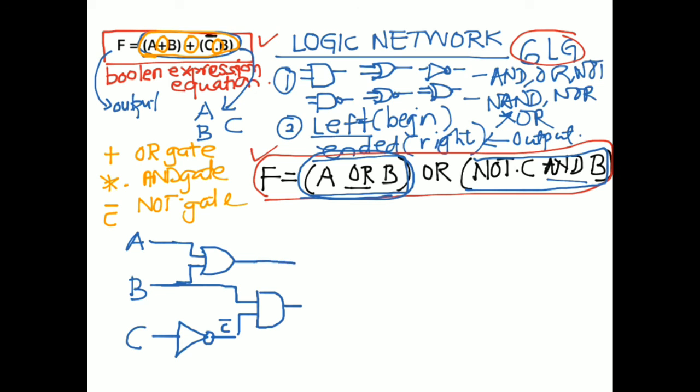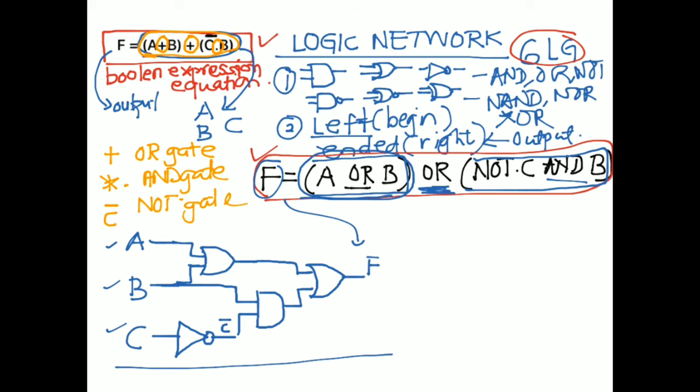Finally, these two output pins join to the middle operation, which is OR. How does your OR gate look? You join them together, and your OR gate looks like a nose cone or a rocket ship hat. Done, almost done. Your output will be your F. Your F is to your right, and all your process starts from the left. So this is how your logic network looks.